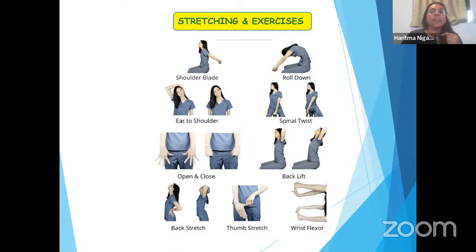Spinal twist, in which you should sit straight or stand straight. Apart from that, you can adjust your dental chair so that your lumbar spine is in a straight position, and then you can twist to the right or left as necessary. You can also open and close your fingers and wrist. Back lift, back stretch, thumb stretch, and wrist flexor exercises you can perform around 10 to 15 times a day.